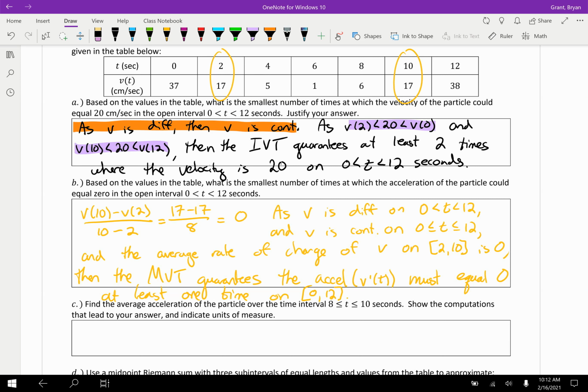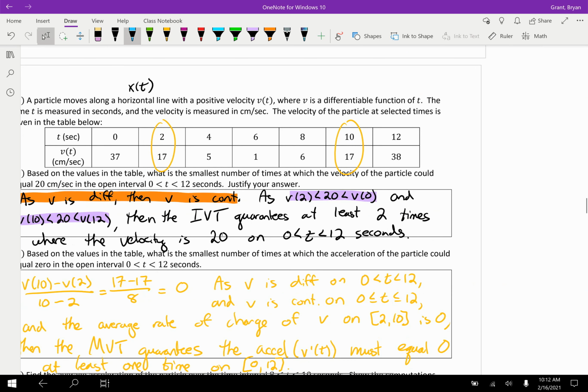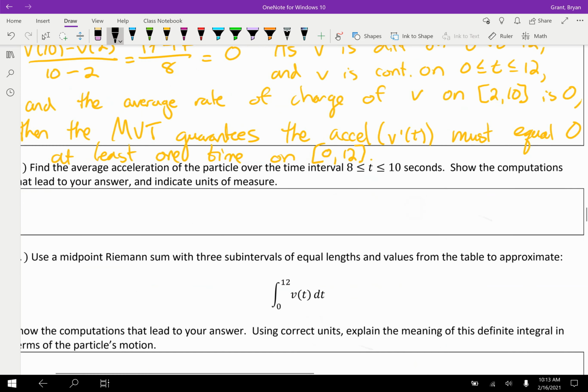Alright, find the average acceleration of the particle over the time interval 8 to 10 seconds. Show the computations that lead to your answer and indicate units of measure. Average acceleration, so we want acceleration units. What are my units up here? Well, let's write that out quickly. We know that v of t is in centimeters per second. If we take the antiderivative, x of t will be in centimeters. And then I think a of t will be in centimeters per second per second, and we find that by taking the derivative of velocity. Okay, so let's get that done.